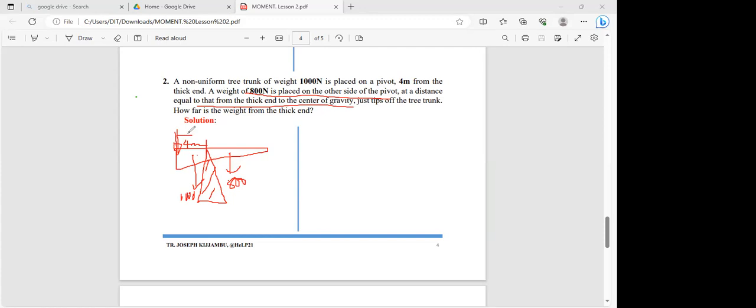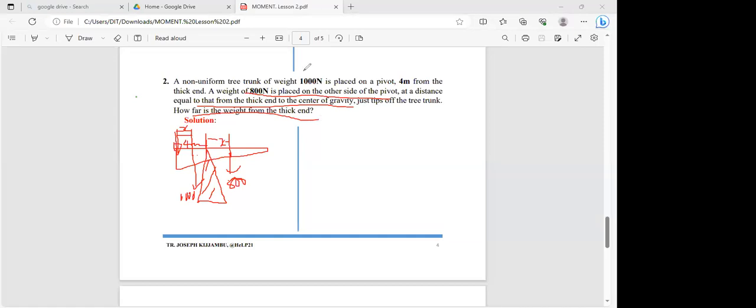So if the thick end is that and the center of gravity is here, and that distance is x, maybe, and that distance is x. So also the distance of this one is also x. And these people are asking us, how far is the weight from the thick end? So they are asking us, what is the value of x?